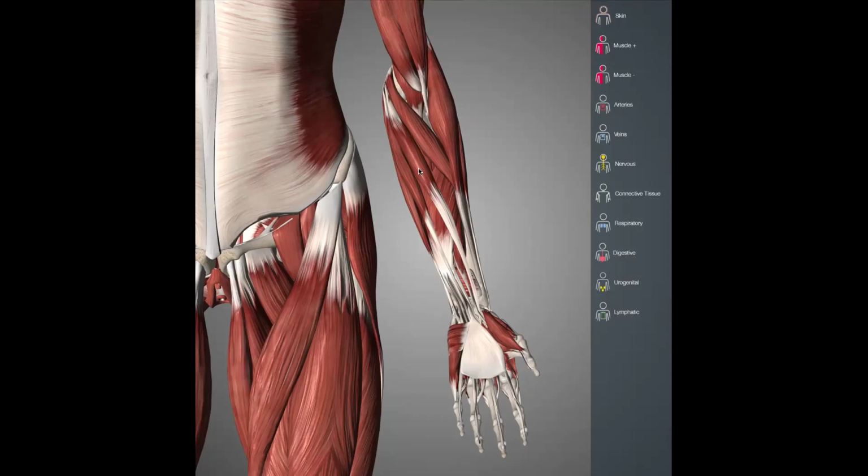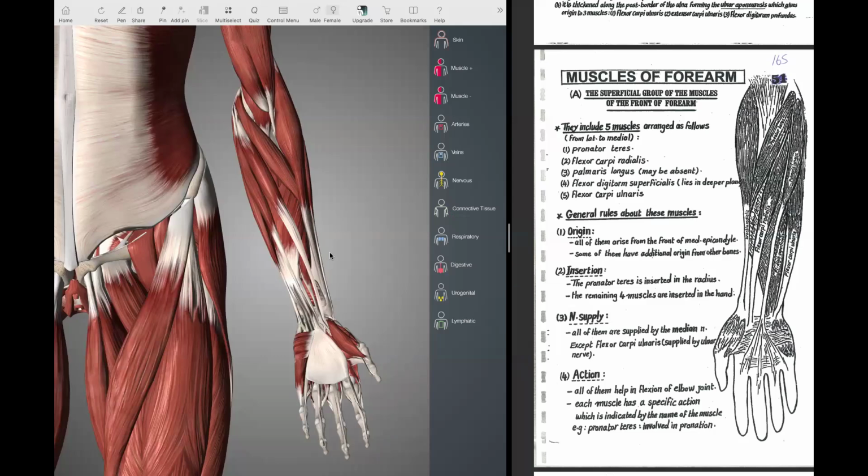I want you to divide the anterior compartment of the forearm, the flexors compartment, into three layers. Three layers: the superficial, the intermediate, and the deep. Okay? Before we go in, listen, it's not going to be easy. But I want you to slowly move with me. And in those three groups, you have names of muscles that you have to memorize.